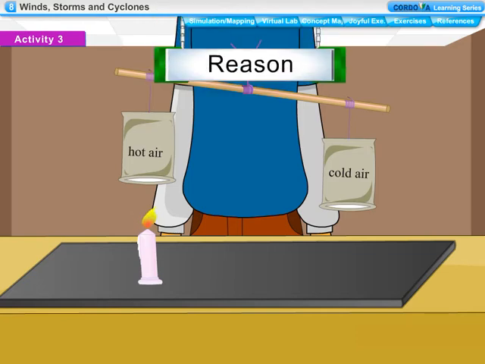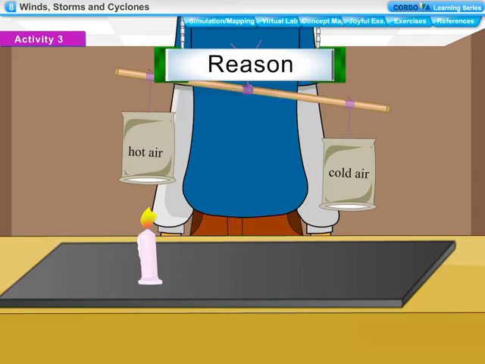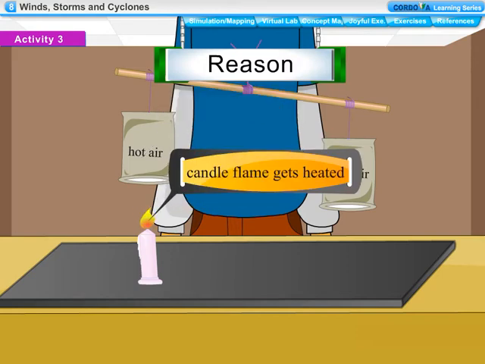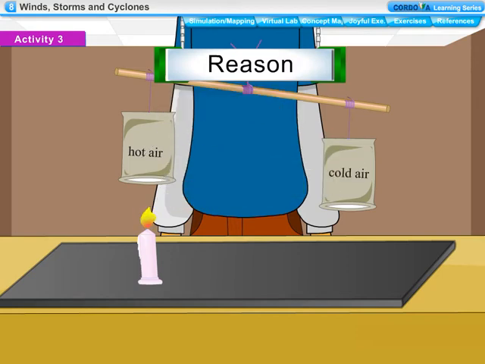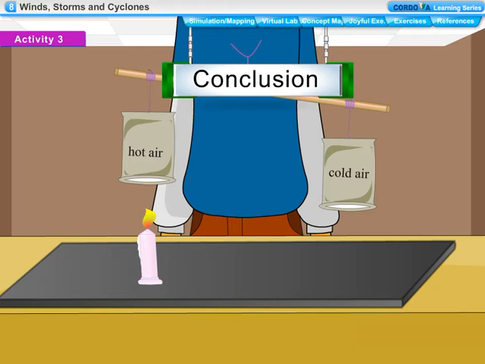Reason: when a burning candle is placed below the left side paper bag, the air above the candle flame gets heated. The hot air, being lighter, rises up and fills the left side paper bag after displacing the heavier cold air from it. Therefore, the left end of wooden stick becomes lighter and moves up. Conclusion: warm air is lighter than cold air.